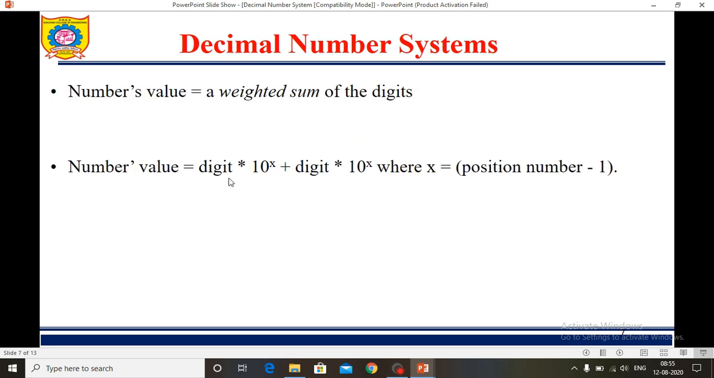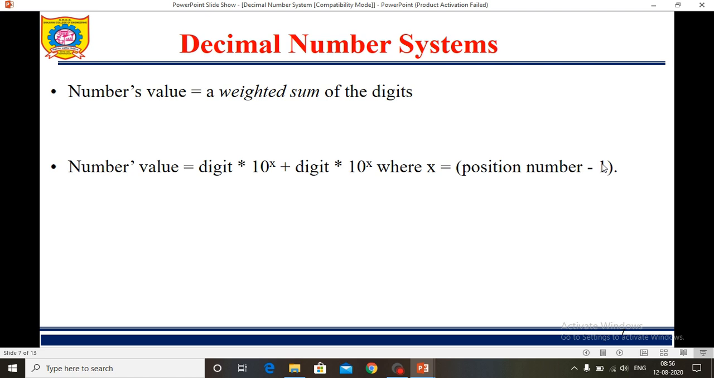You can see here, the number's value equals digit times 10 raised to x, plus digit times 10 raised to x, plus digit times 10 raised to x, and so on, where x is the position number minus 1. Why minus 1? Because it starts with the units place, and for units, 10 raised to 0. For the tens place, it is 10 raised to 1. For the hundreds place, 10 raised to 2. For the thousands place, 10 raised to 3, and so on. So the position number minus 1 is used.